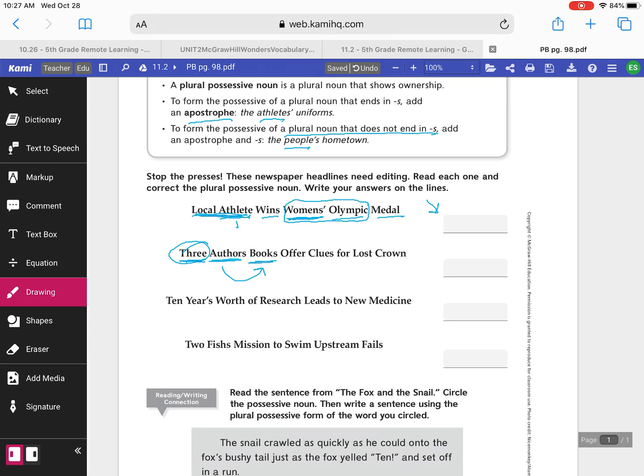Ten years' worth of research leads to new medicine. Is this correct? Are we going to keep the apostrophe here, or are we going to change where the apostrophe is? Then we've got two fish's mission. So we've got more than one. What do we need to do to fix this?